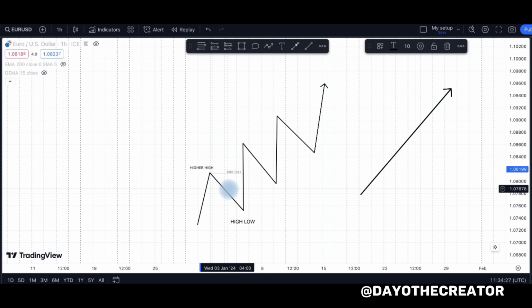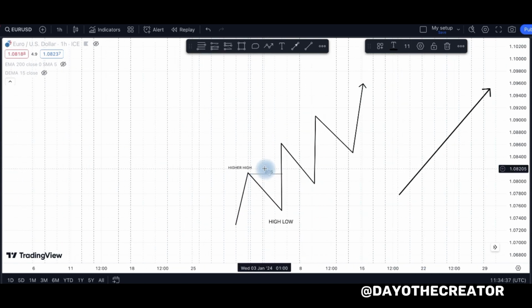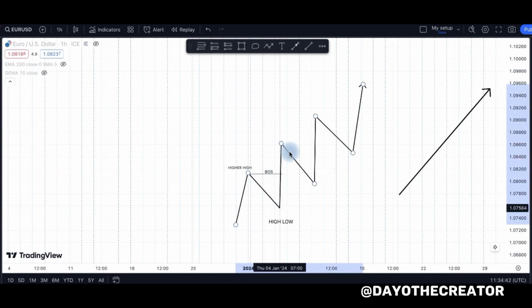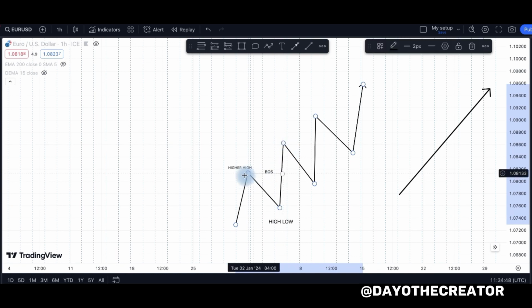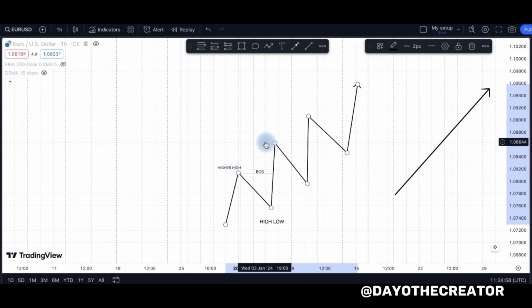This interval between the higher high and a new higher high is what we call the break of structure. When the market creates a new higher high, rendering the previous higher high useless, you get? The previous higher high has now been replaced with a new higher high. So the scenario of creating a new higher high is called break of structure.